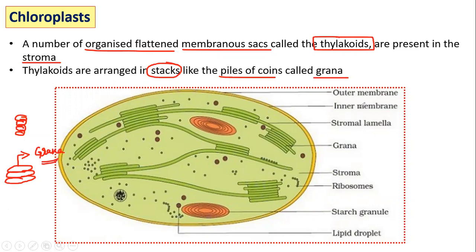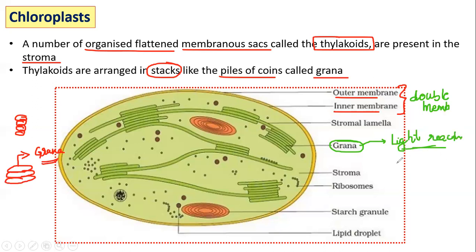So, simplified diagram again: the outer membrane is there and the inner membrane is there. That is why chloroplasts are called double-membranous cell organelles. You will have a grana over there, which is the site of light reaction. We'll discuss in the upcoming class what light reaction and dark reaction are. So grana is the site of light reaction.